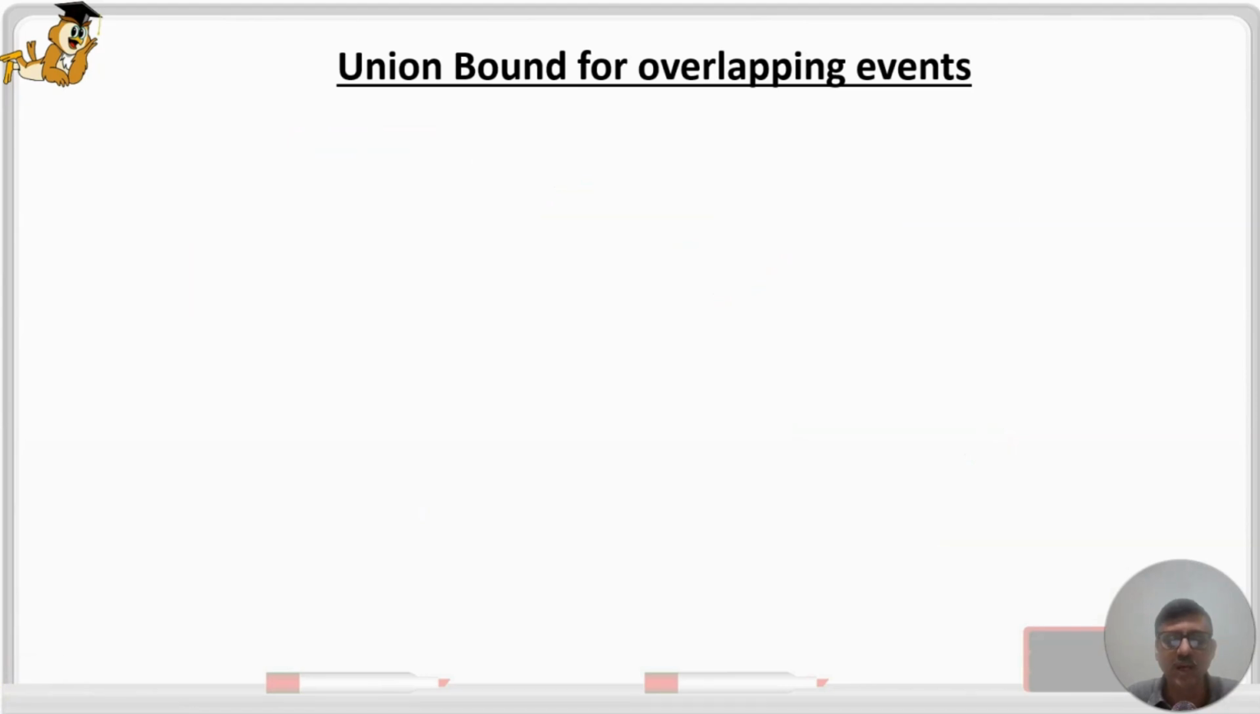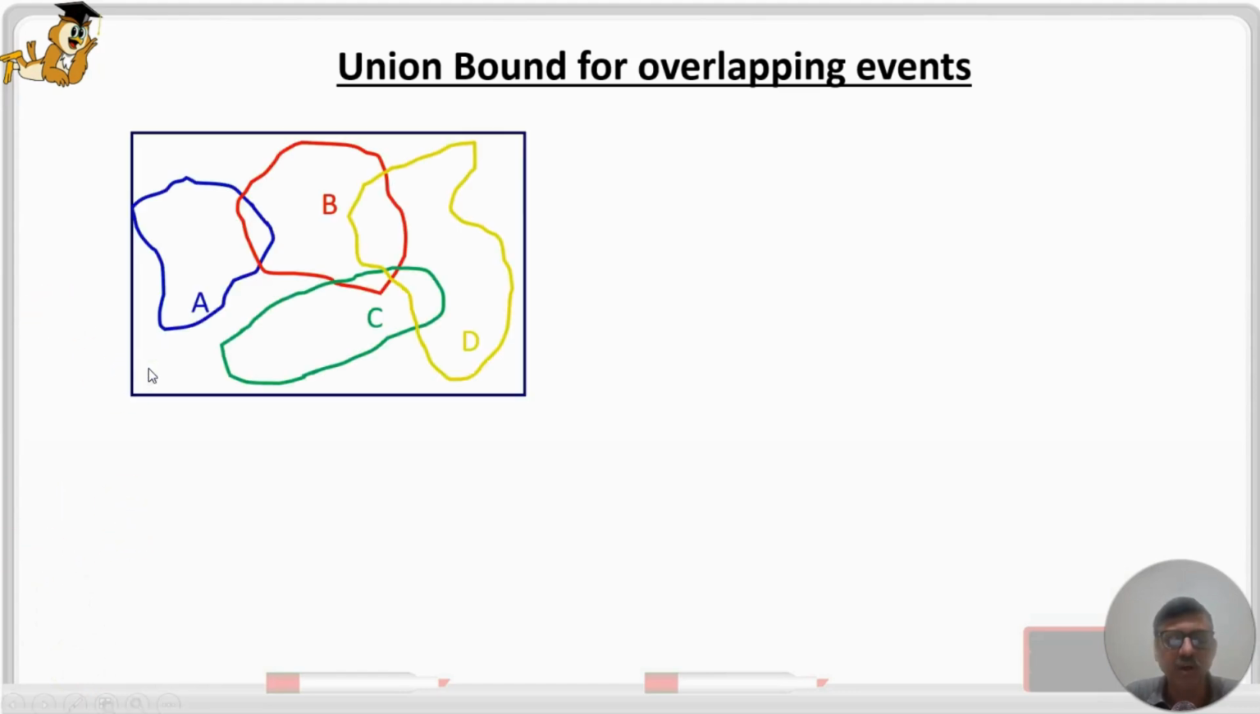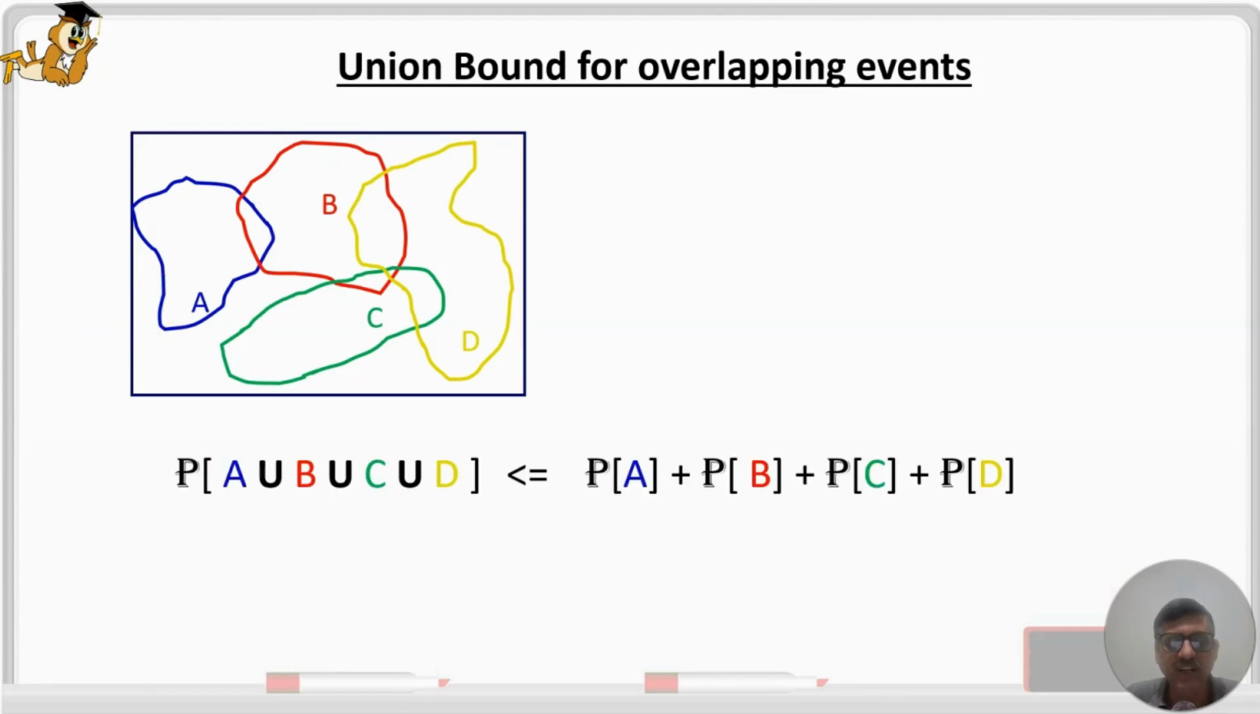Union bound for overlapping events. What do we have here? Okay, this was the Venn diagram that we saw earlier with events A, B, C and D. And for this Venn diagram, we said that the probability of A union B union C union D is less than or equal to the sum of individual probabilities. This is the union bound.